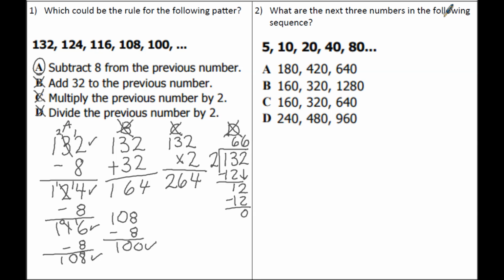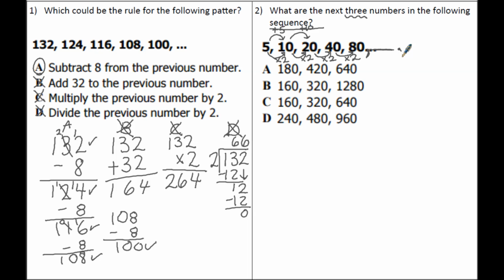What are the next 3 numbers in the following sequence? So I want to know what the next 3 numbers are. I need to figure out the pattern first. So I could do 5 times 2 is 10, or I could do 5 plus 5 is 10, and then 10 plus 10 is 20, but 10 times 2 is 20 as well. So I'm going to keep going with the multiplying by 2 because that seems to be a little bit more consistent.